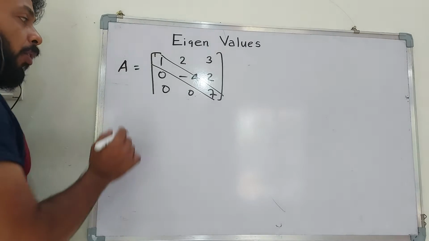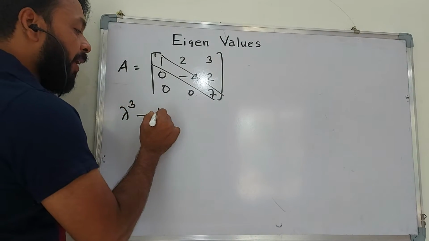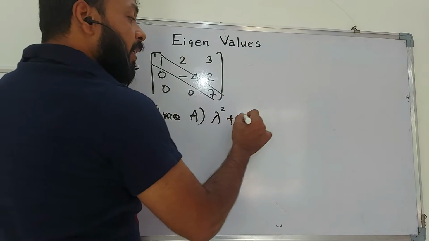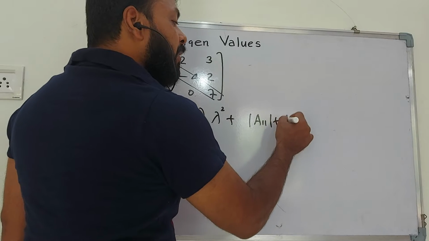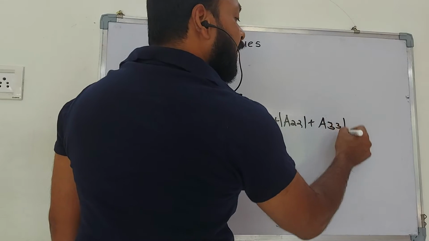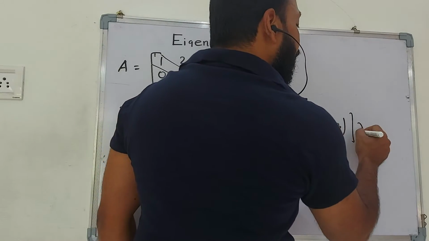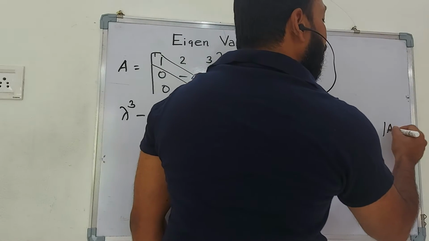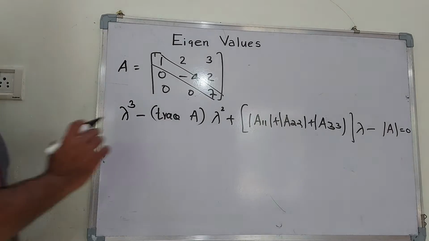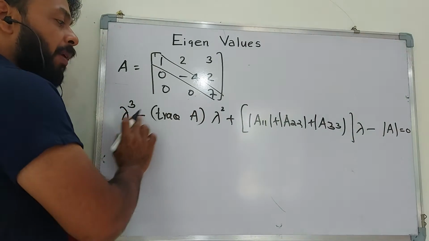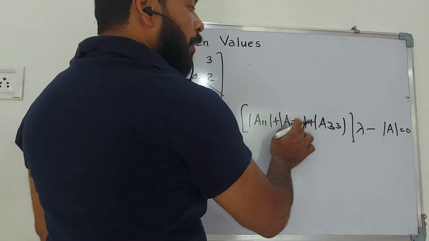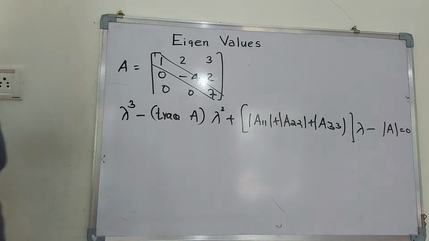The characteristic equation of a third order matrix is lambda cube minus trace of A into lambda square plus determinant of A11 plus determinant of A22 plus determinant of A33 into lambda minus determinant of A equal to 0. For any third order matrix, we can use this shortcut formula for finding the characteristic equation as lambda cube minus trace of A into lambda square plus determinant of A11 plus determinant of A22 plus determinant of A33 into lambda minus determinant of A equal to 0.